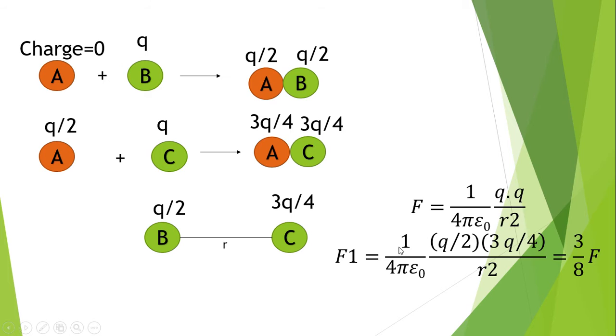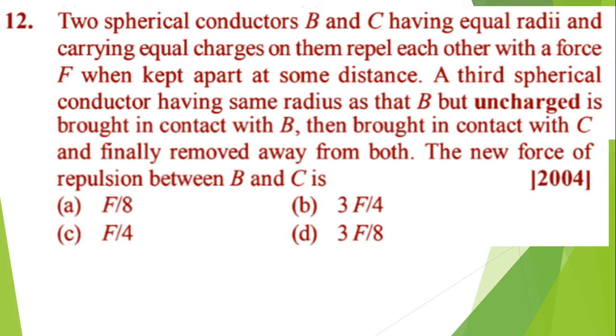Finally we find the force between charged bodies B and C. So F1 is equal to 1 by 4 pi epsilon naught, body B having charge Q by 2, body C having charge 3Q by 4, separated by the distance R, that is R square, which is equal to 3 by 8 F. That means after solving we get the value 3 by 8 F. So the right answer is D. A, B and C are not possible. Remember that when an uncharged body is in contact with any charged body, charge transfers from one body to the other until they have an equal division of charge.